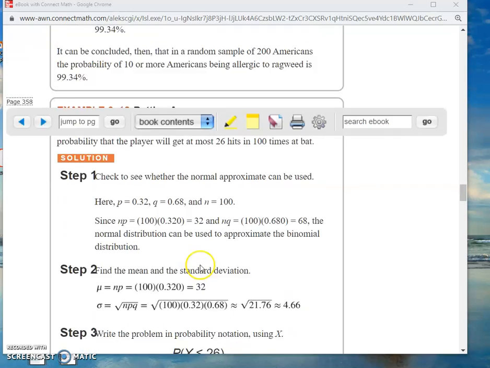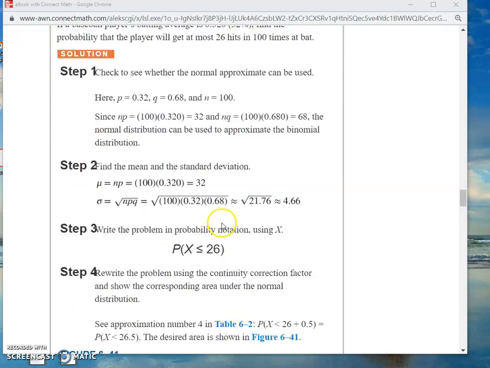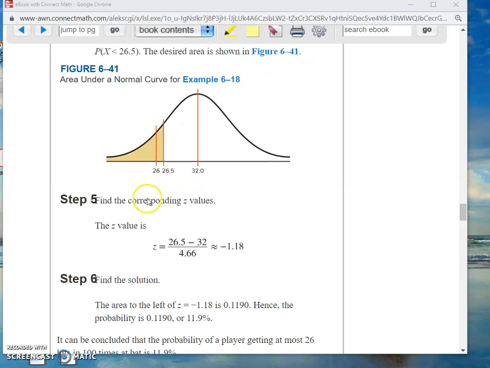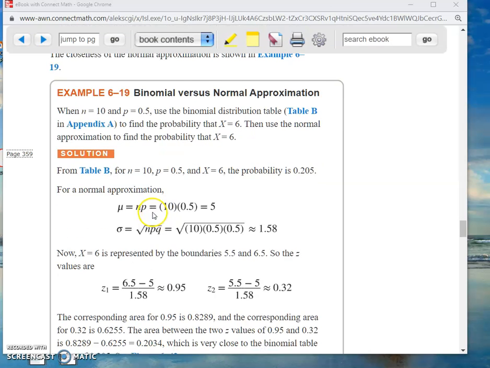The next problem is exactly the same. There's batting average here, but now we're talking about less than a certain amount, so I'm going to leave that one to you. This next example, example 6-19, I think is very important, so I'm going to stop this video now and resume in the next video talking about this exact problem.